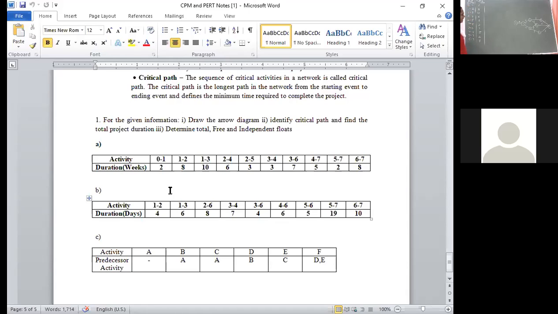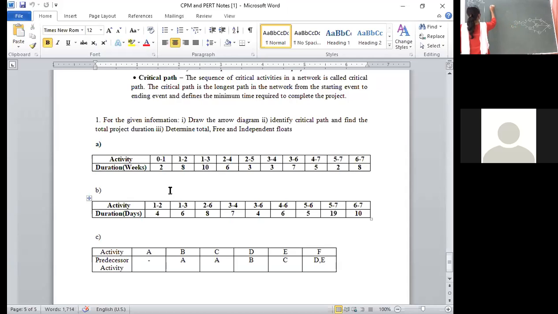After that, we have to compute two calculations: one is forward pass, another is backward pass. For forward pass, what is the rule? Earliest start, that is E0. I told you E0 always starts with 0, correct? Earliest start always starts with 0. This is the rule. Here the starting node is 0, that's why we have taken E0 equal to 0.